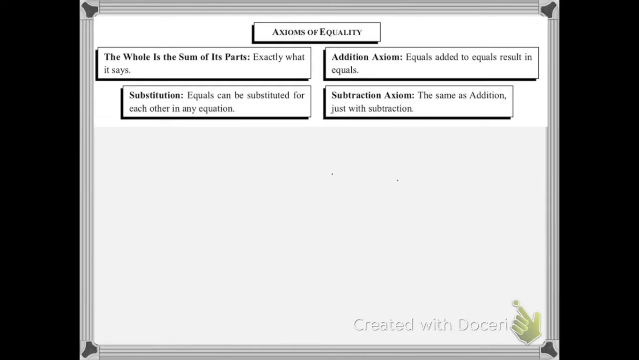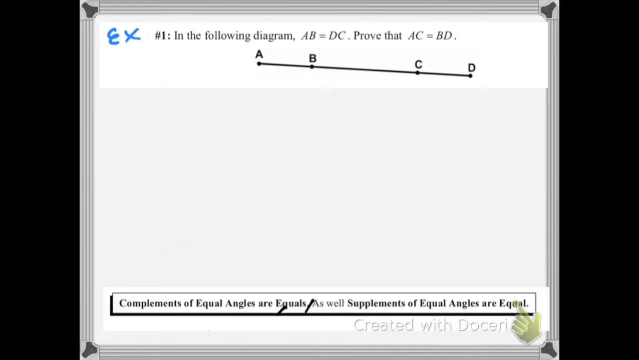Hey. Okay, so remember the axioms of equality. We have 4 of them, and I just put them here as a reminder. We're going to be using them today, okay? So let's look at our first proof.